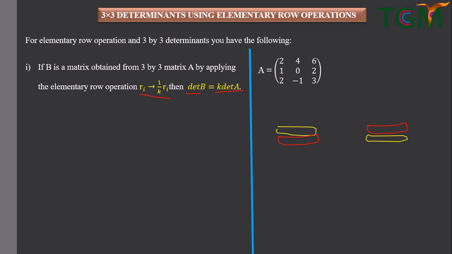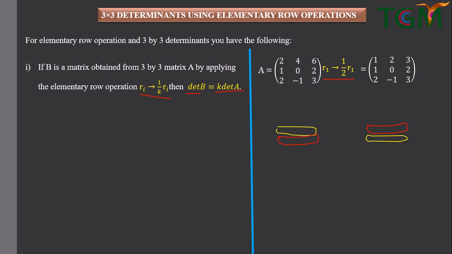For example, if we have A, which is equal to 4, 2, 4, 6, 1, 0, 2, 4, 2, negative 1, 3. If we apply the operation row 1 is equal to 1 over 2 row 1, we are going to have this resultant matrix 1, 2, 3, 1, 0, 2, 2, negative 1, 3. This operation is only being applied to row 1. We are dividing every entry in row 1 by 2, and we are getting 1, 2, and 3.